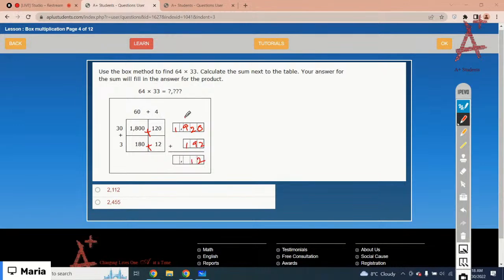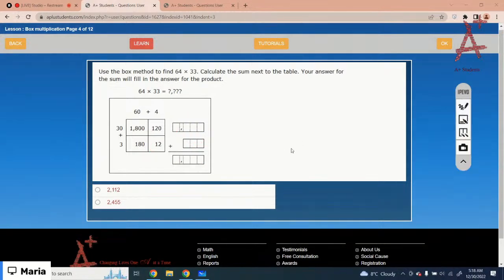9 plus 2 is 11. 1 and 1 carry. 9 and 1, 10 and 1, 11, 1 and 1. 1 and 1, 2. It would be 2112. Got it? So the correct option is 2112. So just select the correct option and click on the OK button.